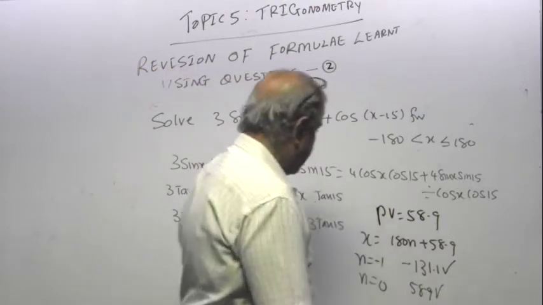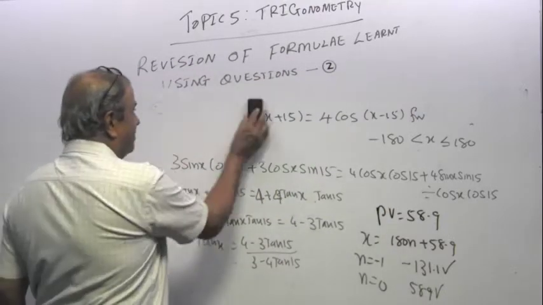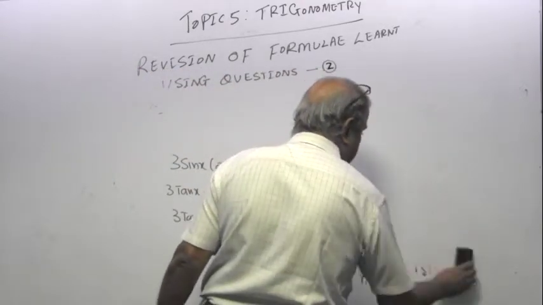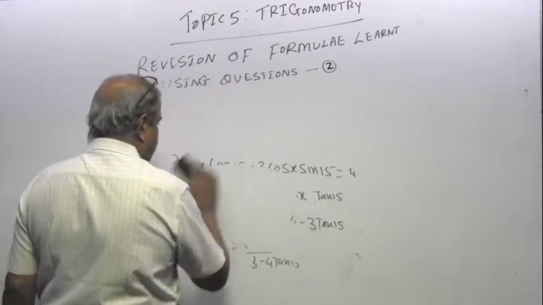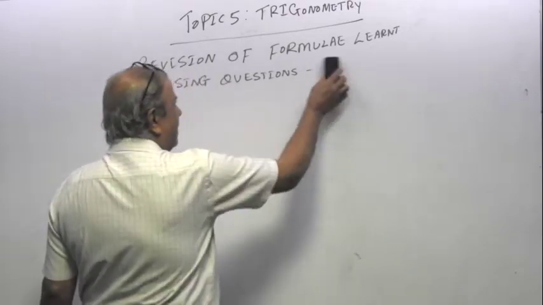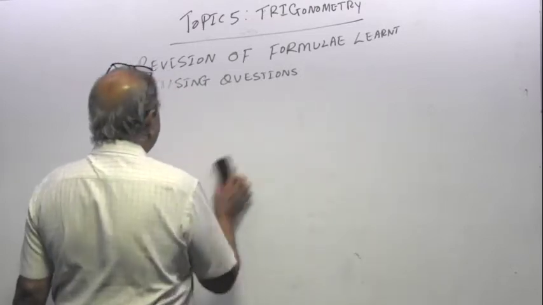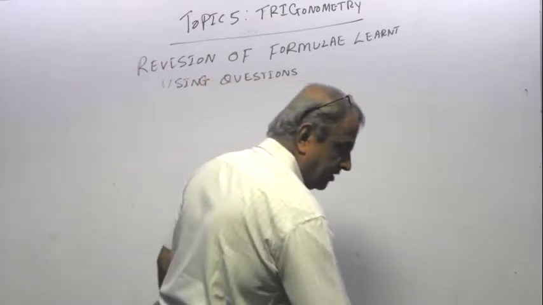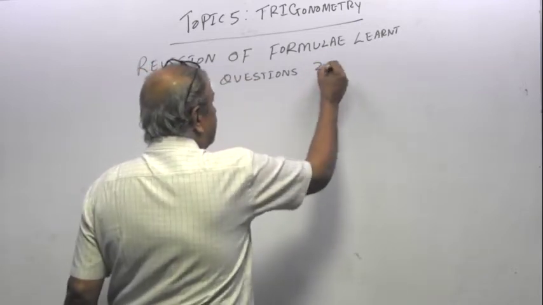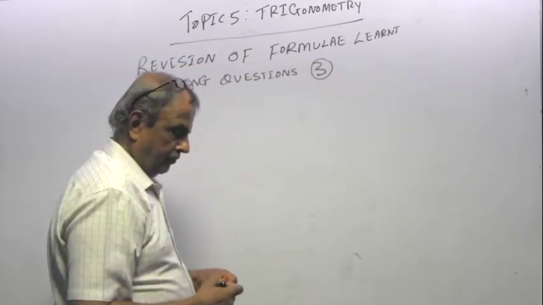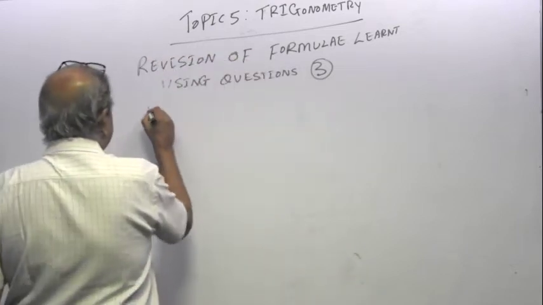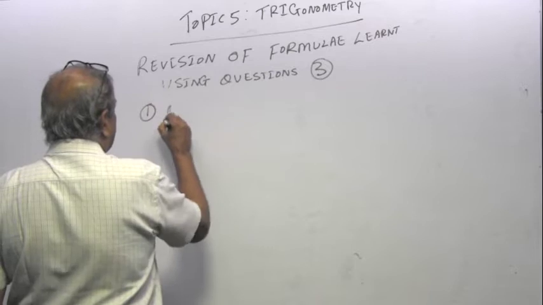As you can see, I haven't even rubbed out what I did last time. I'm going to start now with some more revision questions on double angles, T formula and everything. So it's going to be revision session 3, I can call it. Let's prove some identities. Show that.